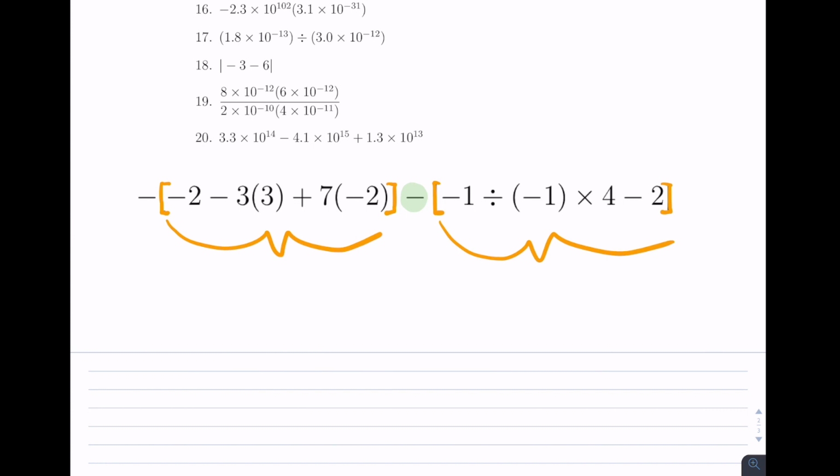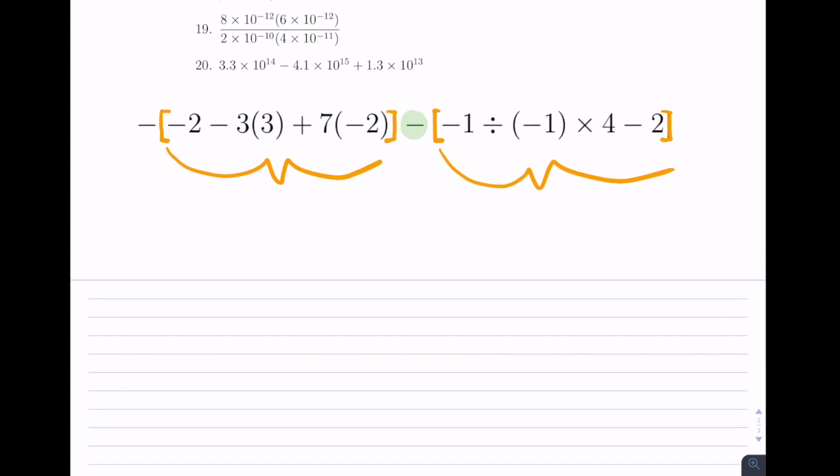Let us work through them one by one. I'm going to leave this negative here on the side and then worry about what is inside of there. So I have -2 minus 3 times 3 plus 7 minus 2. I'll just worry about what you see in green. Walking through, I have -2, and then a subtraction, 3 times 3, an addition, and 7 minus 2.